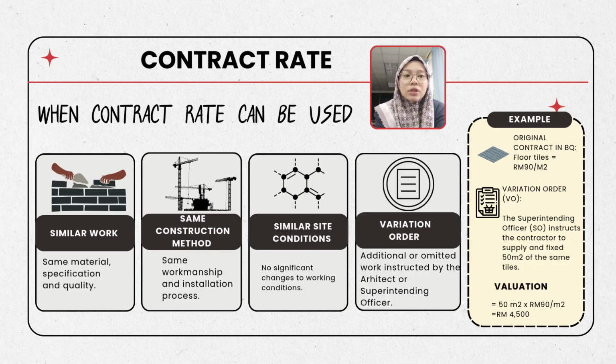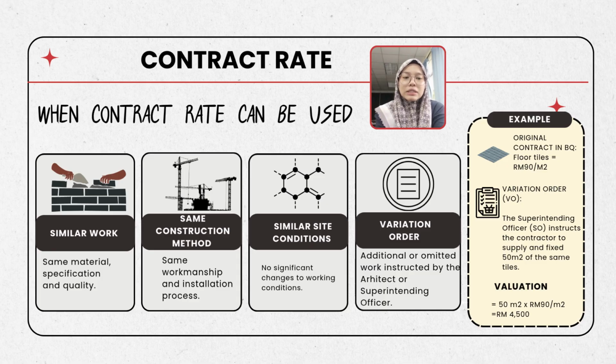For example, the original contract in the bills of quantity states that the rate for supplying and installing floor tiles is RM90 per square meter. Later, the superintending official issued a variation order instructing the contractor to install an additional 50 square meter of the same floor tiles.